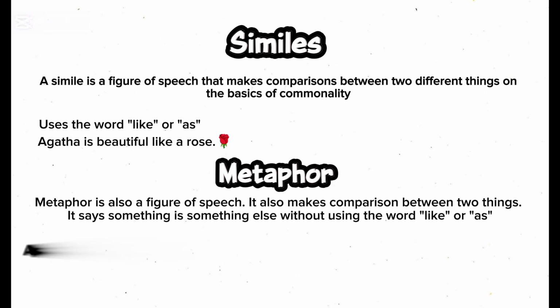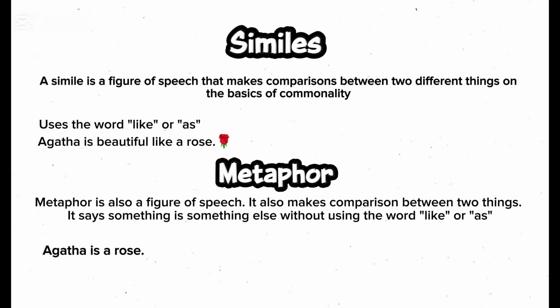For example, if we say Agatha is a rose, it doesn't mean that she is a flower. A rose is a flower and Agatha is a human. Here we also compare the beauty of Agatha with the beauty of a rose, but we make a direct comparison. We directly say that Agatha is a rose. So when we make a direct comparison, that is a metaphor. And when we use like or as, that is a simile.